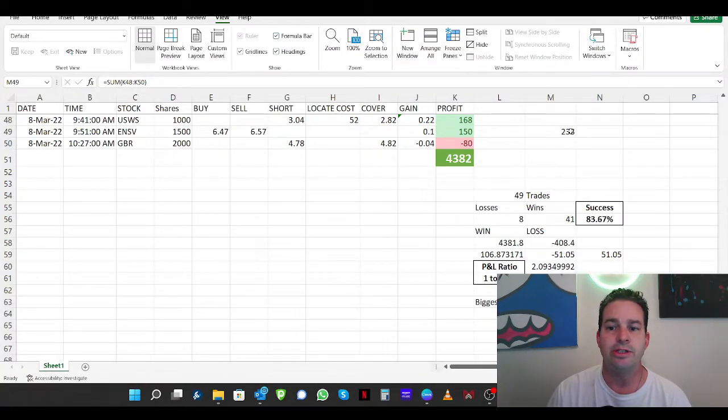You can see I had a 238 euro win on the day. Since January 31st, I've taken 49 trades. That's not a lot. You look at momentum traders and they could do 49 trades in a day. So for me, 49 trades since January 31st. I have a success rate of 83.67%, with a profit loss ratio of 1:2.09. So the strategy, it works.